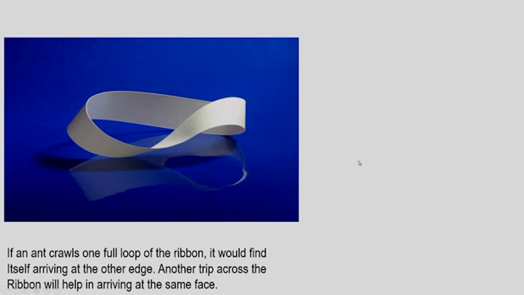Okay. This is called a Mobius strip. You can easily make it. The only thing that is important about this Mobius strip is that it is joined in such a manner that if an ant starts crawling from here, it goes through the full ribbon, it will find itself on the other side of the ribbon. Okay.